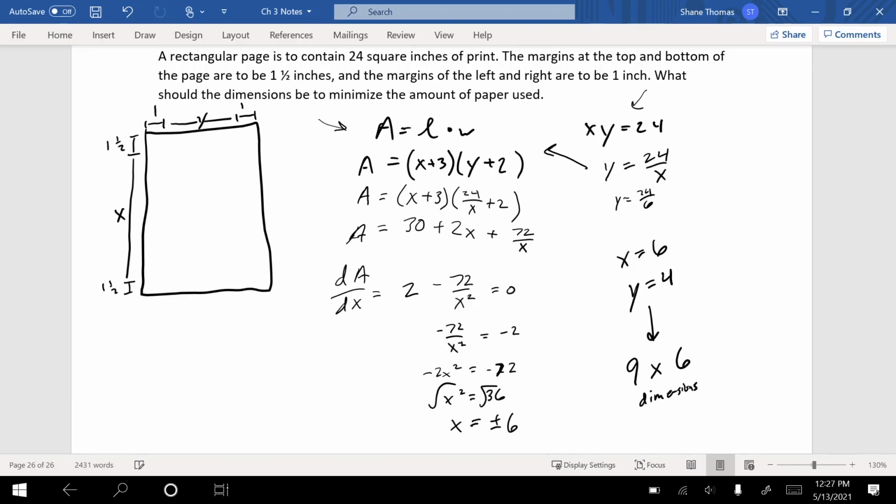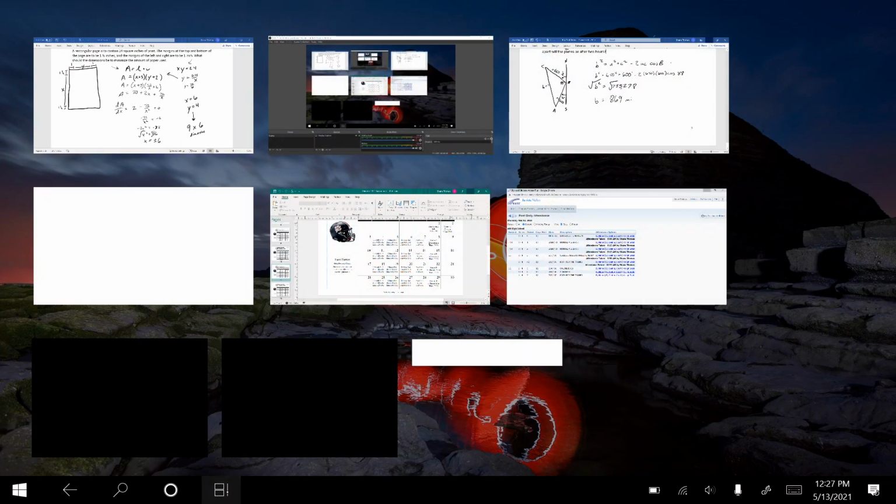If we're going to have 24 square inches of print on a piece of paper with those margins, our prime example would be making the print area 6 by 4 and the entire paper 9 by 6. Questions? Anybody?